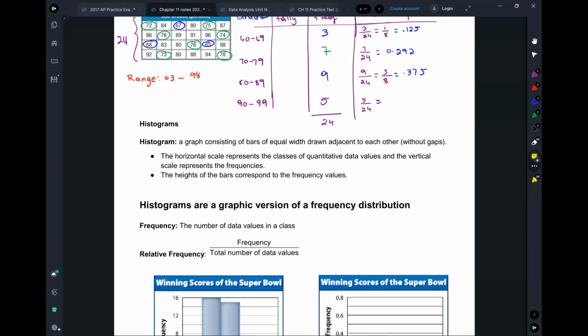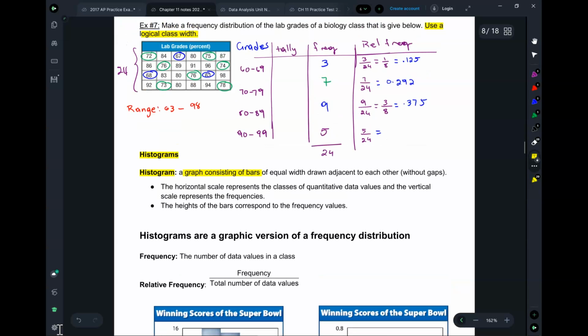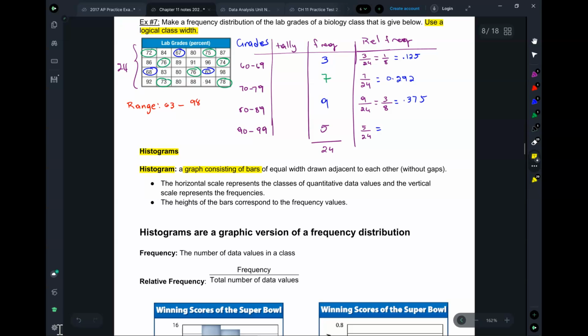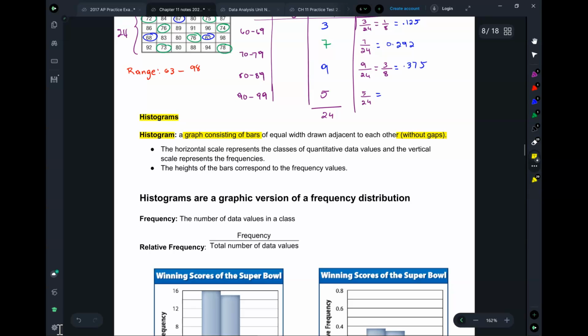Anyhow, okay. Let's move on to histograms. A histogram is a bar graph. The thing about histograms is they cannot have gaps in between the bars. That's the difference between a histogram and a bar graph. The horizontal scale represents the classes, and the vertical scale represents the frequencies.